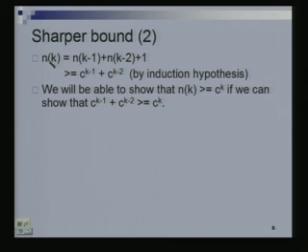Okay. Now, I have to show that n of k is larger than c to the k. I can show that n of k is larger than c to the k if I can show that this quantity is larger than c to the k. Yeah. So, this is what I have to show. I have to show that c to the k minus 1 plus c to the k minus 2 is larger than c to the k. Right. Okay, good.